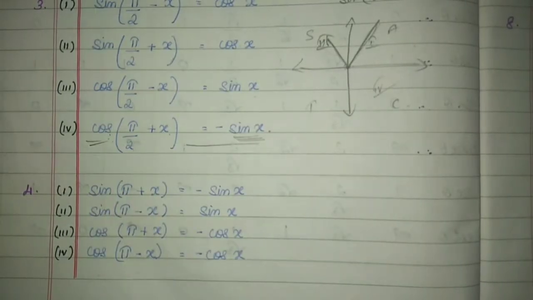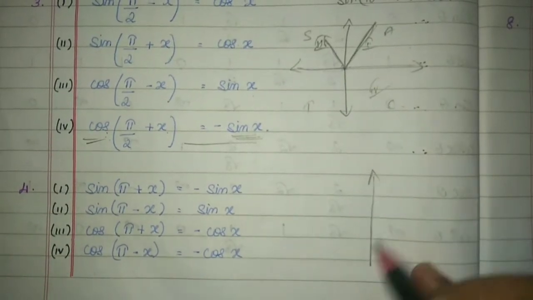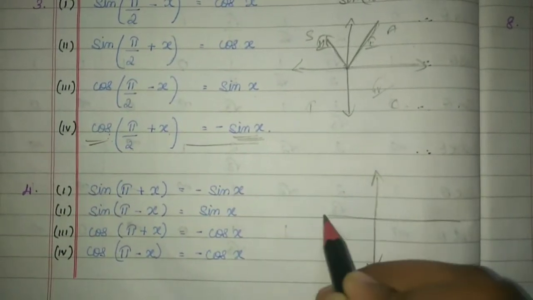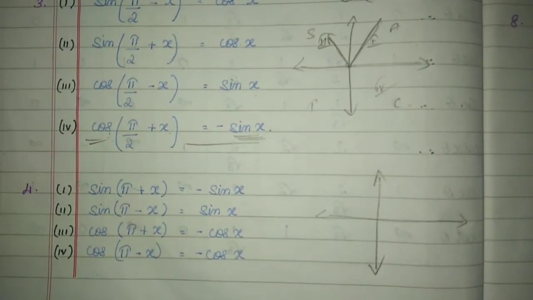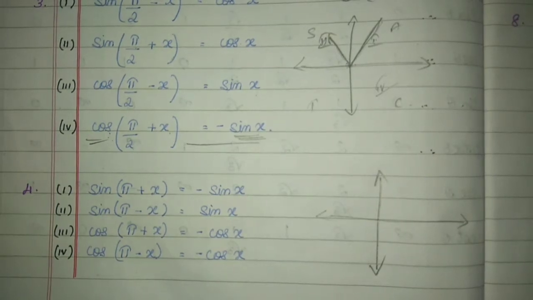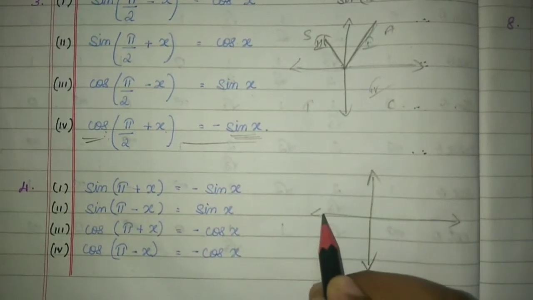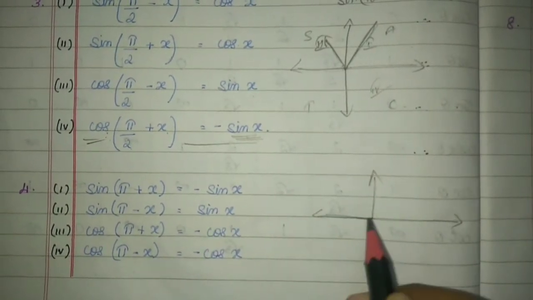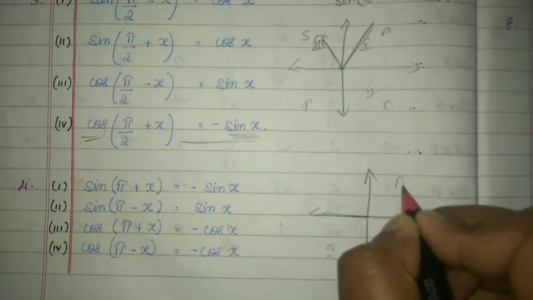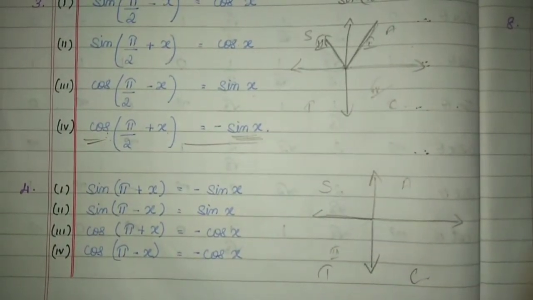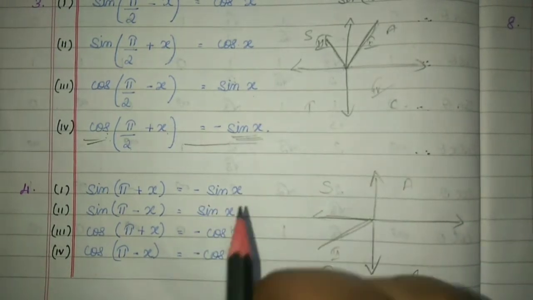Now the fourth set of formulas is where we add with pi, that is 180 degrees. Here also, let us learn with quadrants, which makes it very easy. So, sin(pi + x). This is pi. So sin(pi + x) means the angle is in the third quadrant. Remember, all silver tea cups. In this quadrant, is sine positive? No, so therefore it is negative.